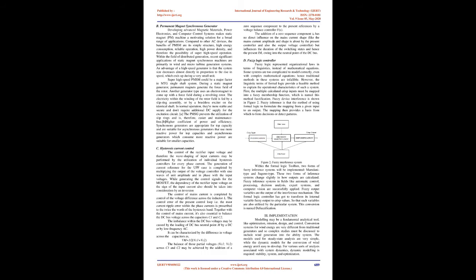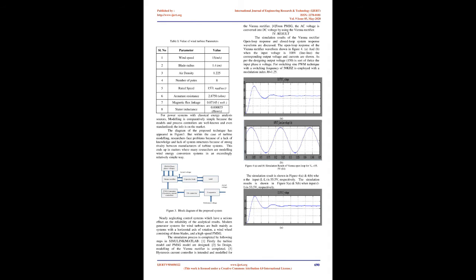It can be characterized by the difference in voltage across the capacitors as Vm equals 1/2 (Vc1 plus Vc2). The balance of those partial voltages, Vc1, Vc2, across C1 and C2 may be achieved by the addition of a zero sequence component to the present references by a voltage balance controller F/S. The addition of a zero sequence component I0 has no direct influence on the mains current shape, as the mains current amplitude and shape is set by the present controller and also the output voltage controller, but influences the duration of the switching states and hence the present IM, flowing into the neutral point of the DC bus.